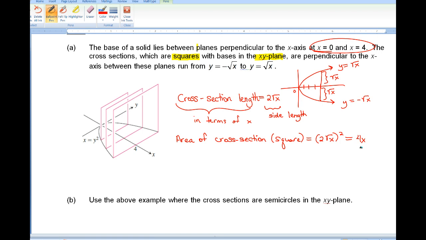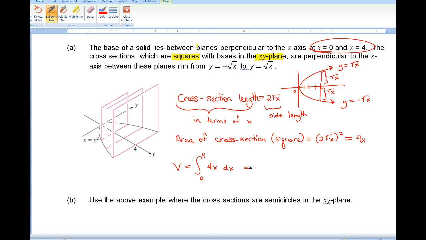So it's like a process. Basically what you want to do is first see what the cross-section length is, and then in terms of the example, what does that represent? This is the side of a square. What do we want to find? We want to find the area of the square, which is 4x. Now what? We want to find the volume. Remember, it goes from 0 to 4 of 4x dx.